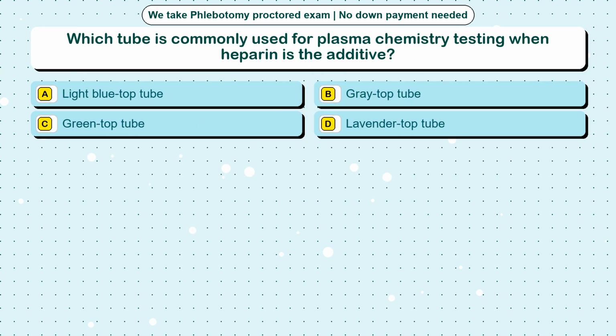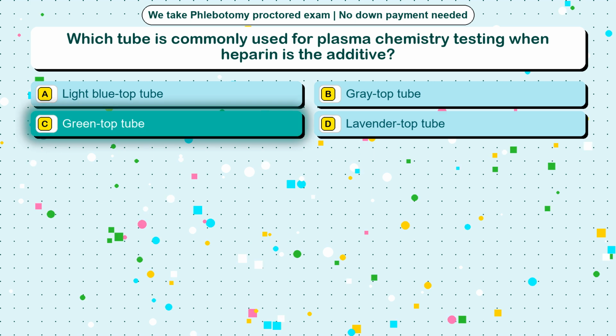Question 60. Which tube is commonly used for plasma chemistry testing when heparin is the additive? Option A. Light blue top tube. Option B. Gray top tube. Option C. Green top tube. Option D. Lavender top tube. The correct answer is option C.